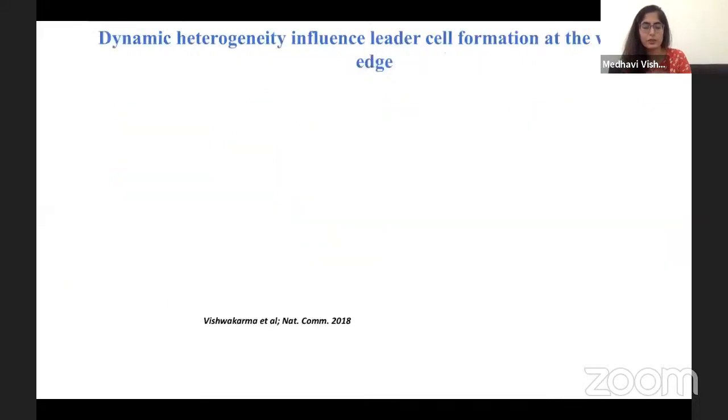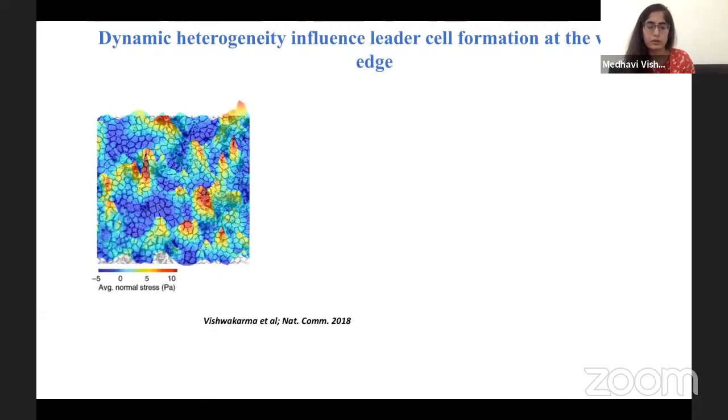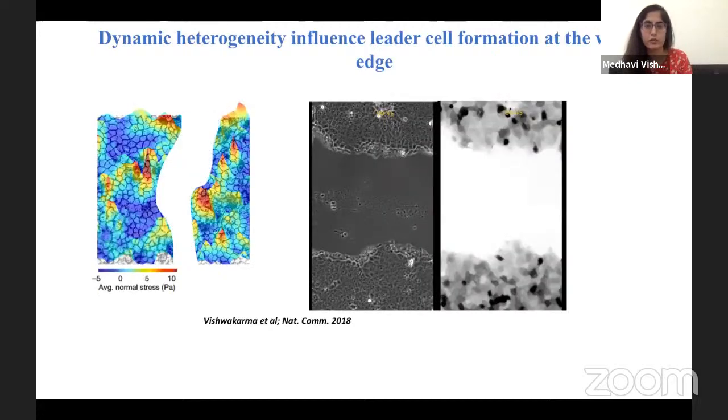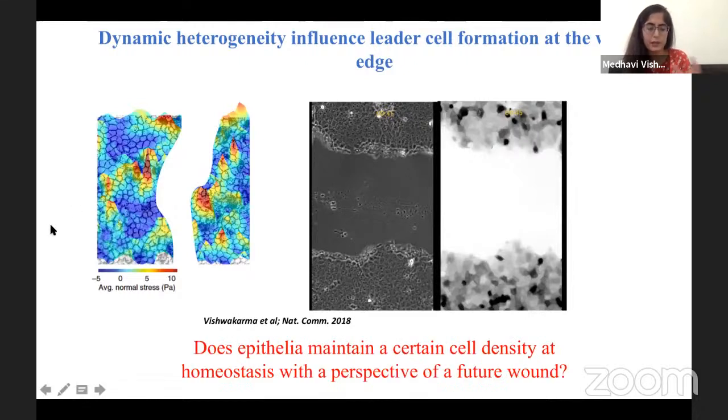Just the new work that we did following up on this work. The dynamic heterogeneity influenced the leader-follower behavior at the wound edge, is what we saw. But the dynamic heterogeneity is influenced by cell density. When you increase density, the cells are packing more, as I showed in the first slide, so cell density is actually influencing the dynamic heterogeneity of all the non-equilibrium matter.